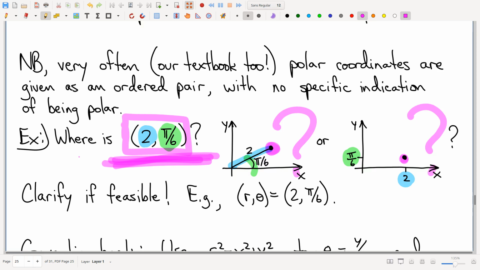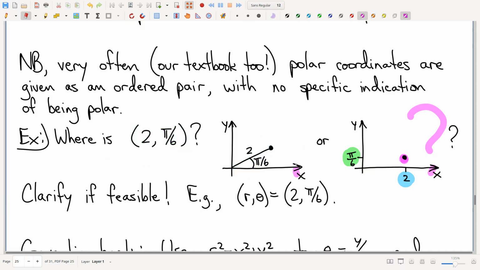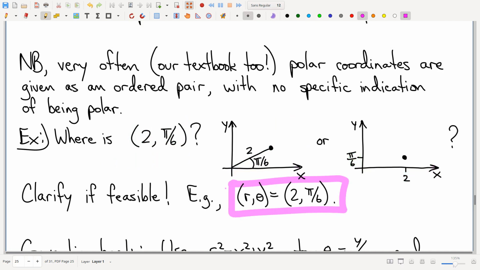So, heads up. Sometimes the context will make it clear, but if it's not, I strongly encourage you to clarify. For example, look how easy it is to just write something like this: r comma theta equals 2 comma pi over 6. Ambiguity gone. This very clearly makes it the case that I am talking about the polar coordinates, and so I mean that, not that. No problem. So easily fixed. Everybody happy with that?